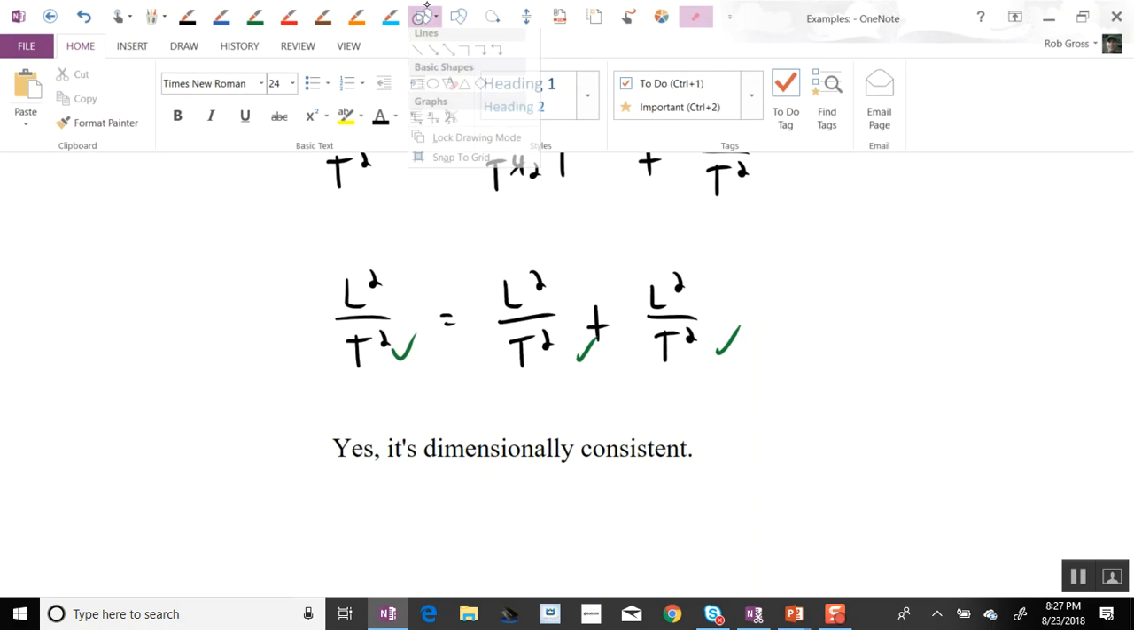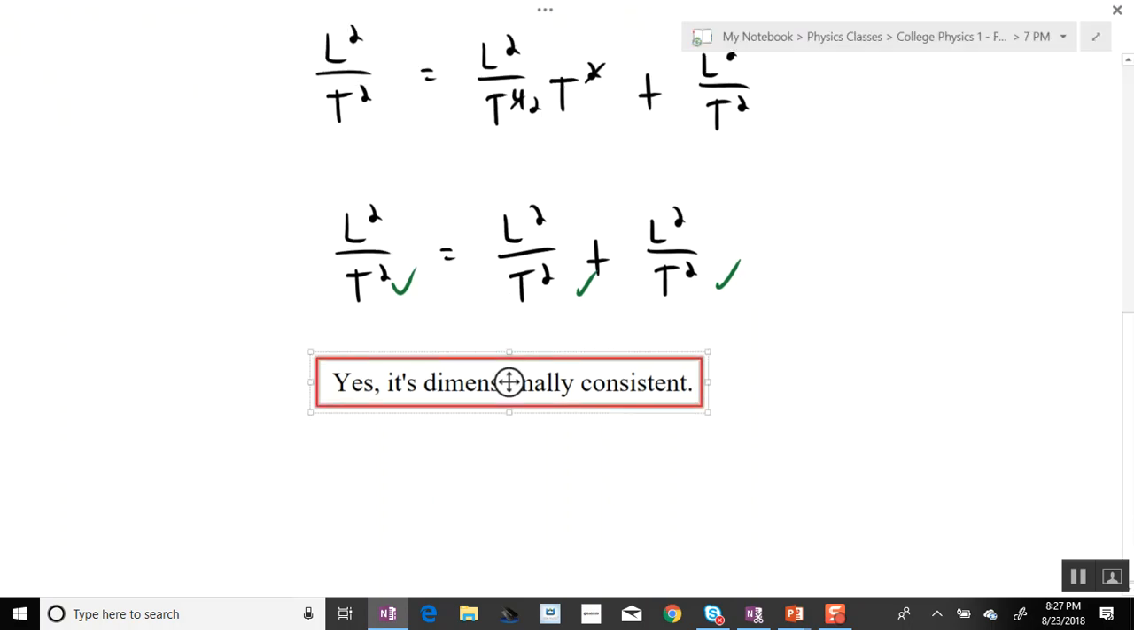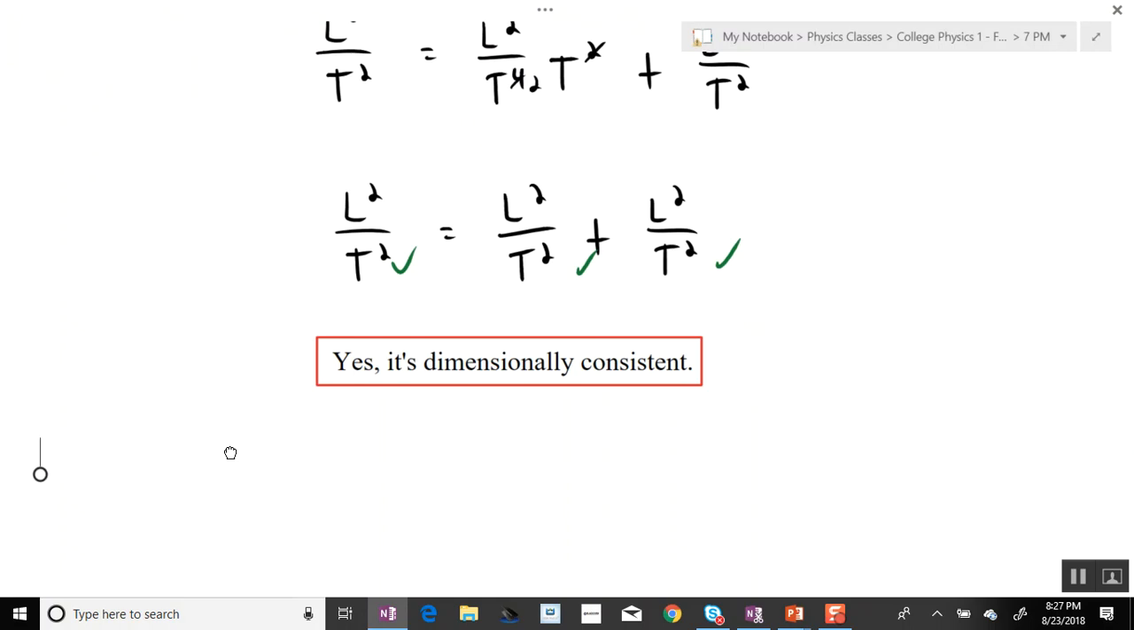All right, so let's do another example. This one's pretty straightforward, and it's kind of easy to see how it works out, but nonetheless, we'll do it. So, is t equals 2v divided by a squared dimensionally consistent? Because this could be some sort of equation that you figure out somewhere along the way.